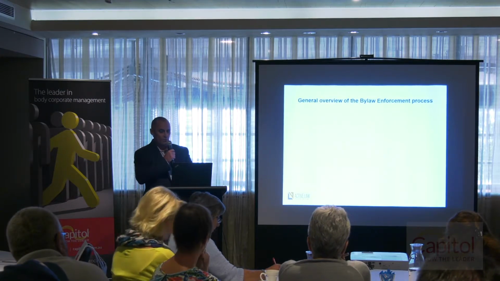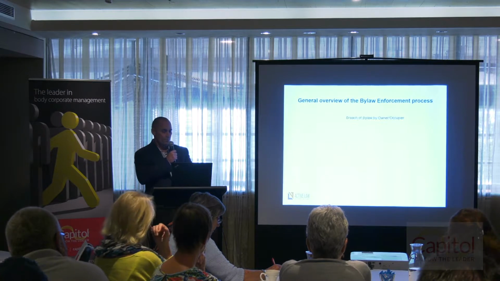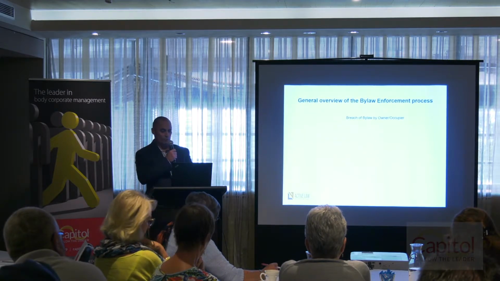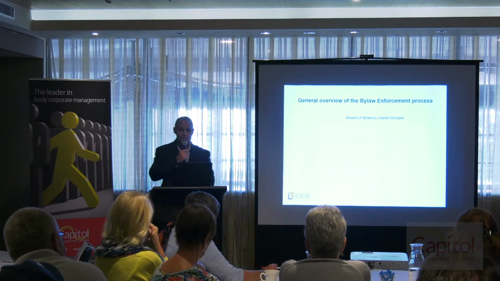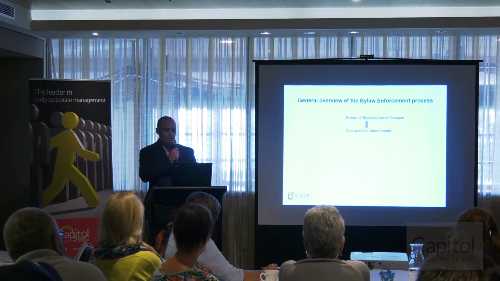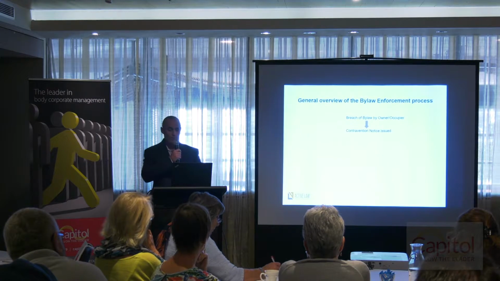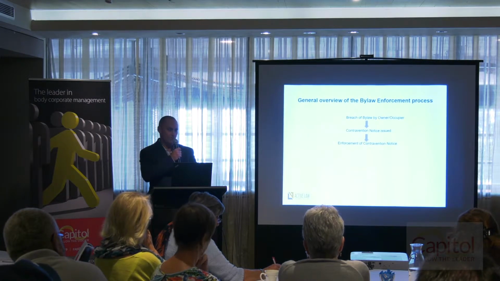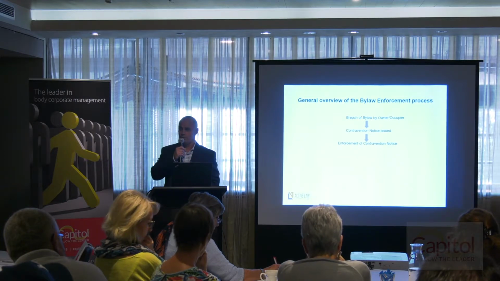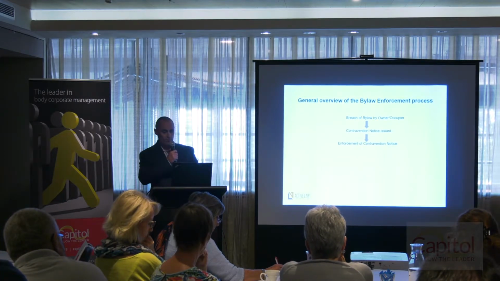Just to give you a general overview of the bylaw enforcement process. So assume there's a breach of a bylaw by an occupier. The committee has got the authority to issue a contravention notice in relation to that breach. They then have to look at enforcement of a contravention notice, assuming that the occupier hasn't addressed their behaviour or their conduct.